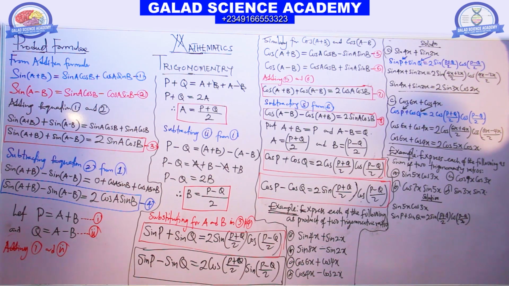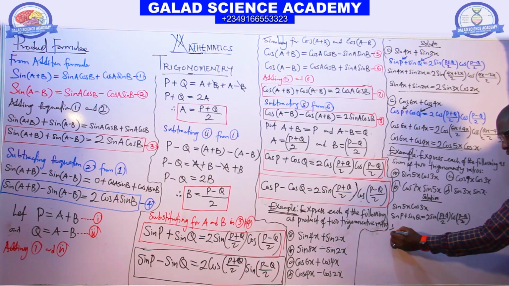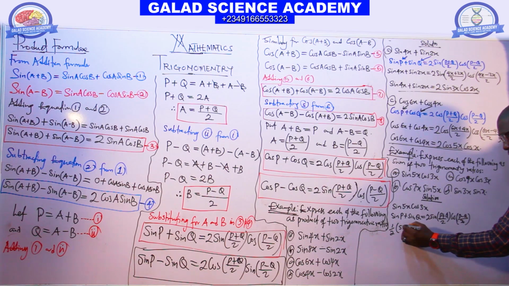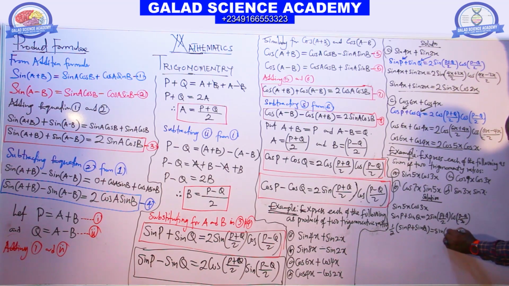So if we have it in this form, what can we do now? You put this 2 here, dividing by 2, so this side we have 1 over 2 into sine P plus sine Q equal to sine (P plus Q) over 2 cos (P minus Q) over 2.